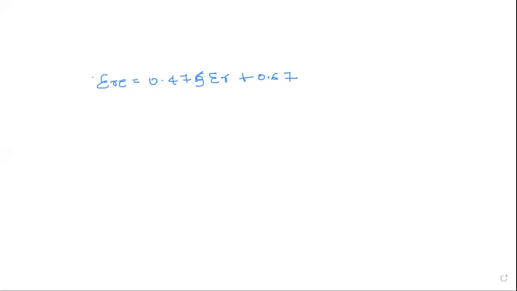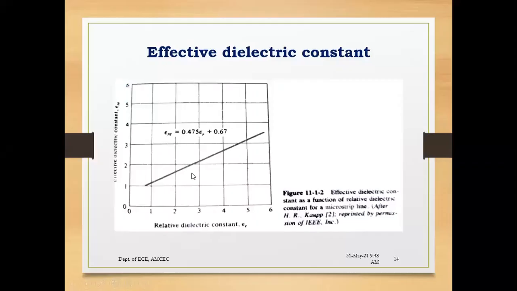The same thing is given in this figure, the graph which you can see here. Based on the value of epsilon r, it goes on increasing, whether epsilon r is 1, 2, 3, 4. This graph is the effective dielectric constant as a function of relative dielectric constant of a microstrip line. The relative dielectric constant here is epsilon r, and the effective dielectric constant is epsilon Re. It shows how the effective dielectric constant changes.